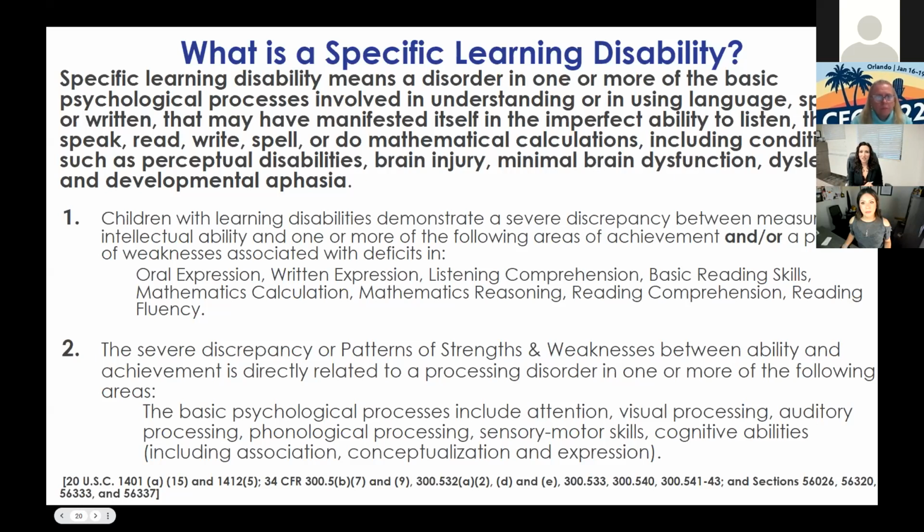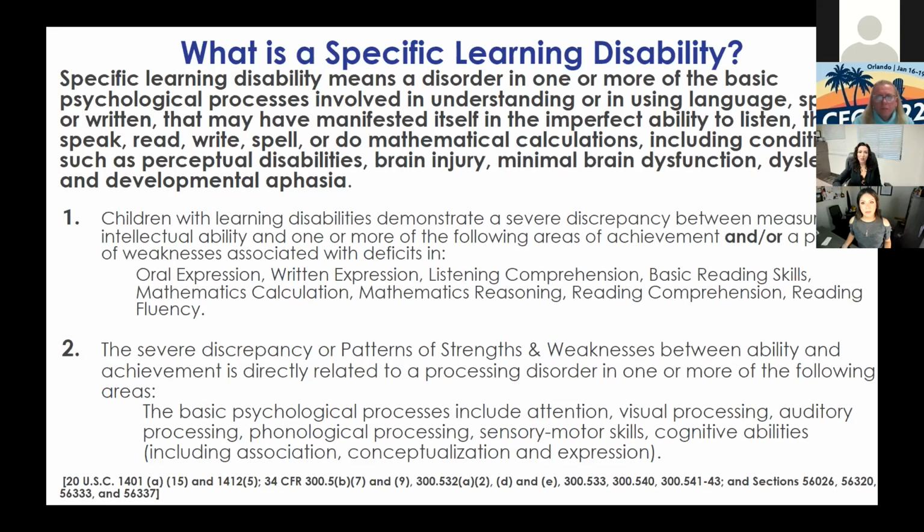So as we identify what a specific learning disability is, understanding that children may have gaps in learning, may have a severe discrepancy, may have patterns of strengths and weaknesses in any of these areas that you see listed here, which are part of this definition of specific learning disability. For our special educators, it is clear to us that this definition is tied or married to item number 2, where not only do we have this severe discrepancy, but it must also be directly linked and related to a processing disorder. Without that linkage, the student may not be eligible under this disability category of specific learning disability.